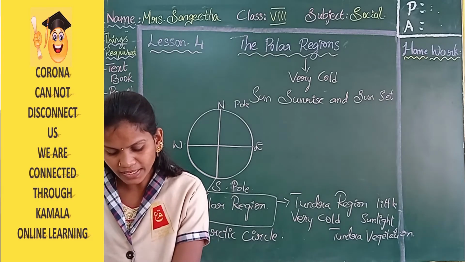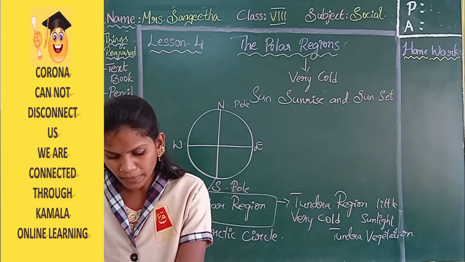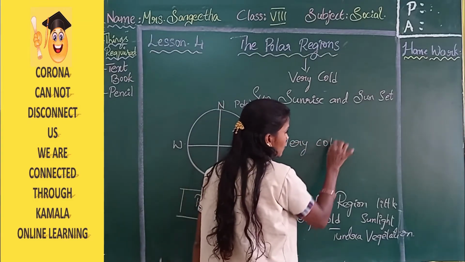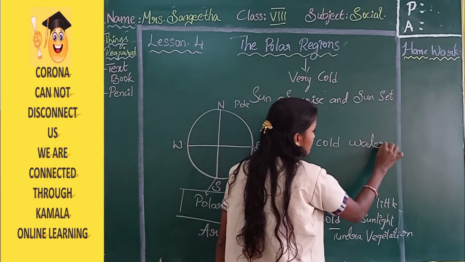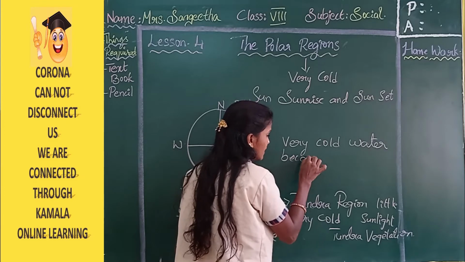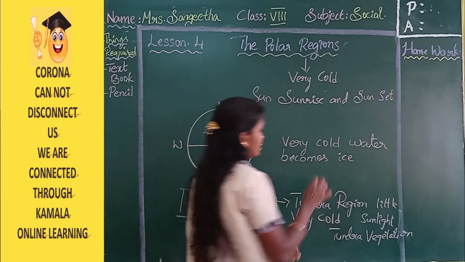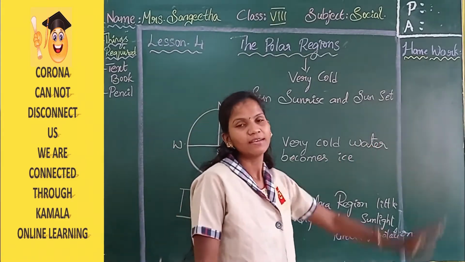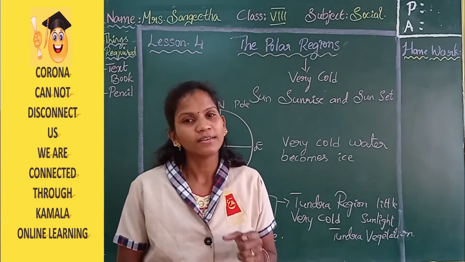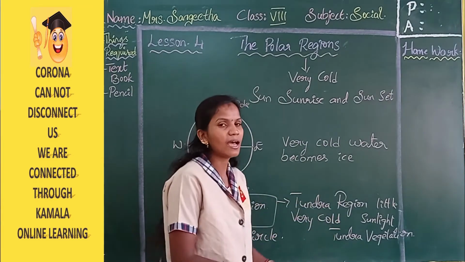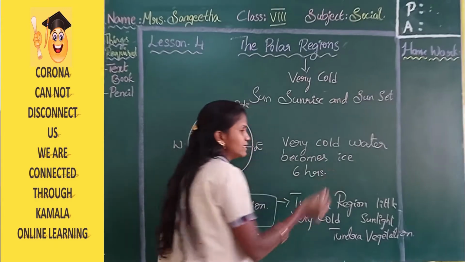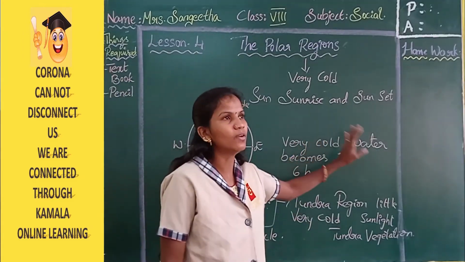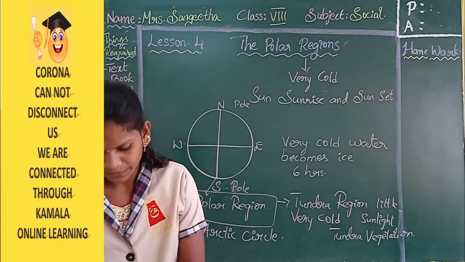Okay, you know that when it is extremely cold, water freezes to become ice. So when it is very cold, the water becomes ice. If you keep a glass of water in a deep freeze, after 6 hours, water turns into ice. Yes or no? Like that also in the tundra region. If it is very cold, the water changes into ice.